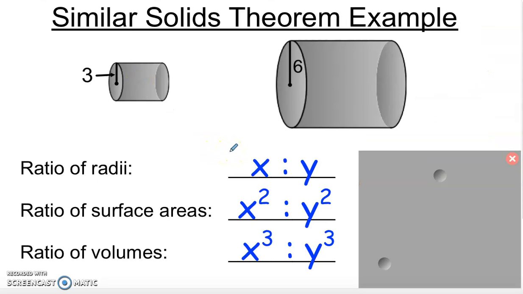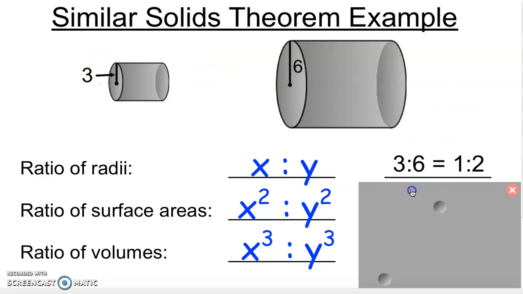So let's take a look at this a little bit more in depth. I've got two cylinders here. The cylinder on the left has a radius of 3. The cylinder on the right has a radius of 6, okay? So I'm just going to check the ratios of the radii, and 3 to 6 is going to reduce to 1 over 2. Now if I'm going to check the surface area, this is about the area that's on the outside of the figure, okay? Area is in square units, so I'm going to square the scale factor.